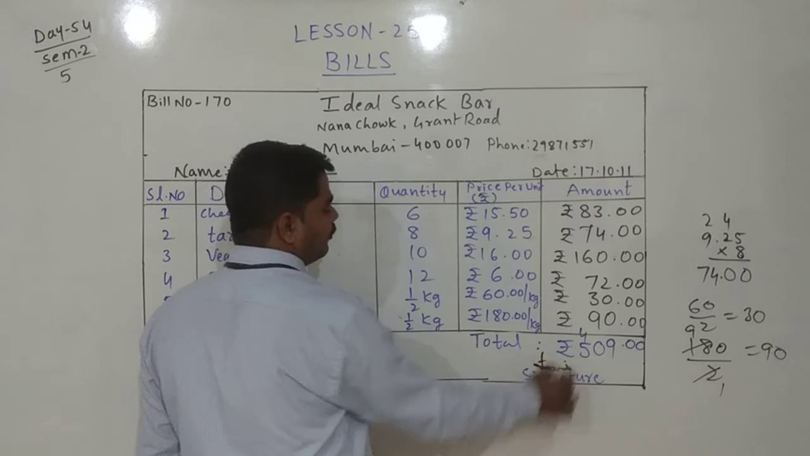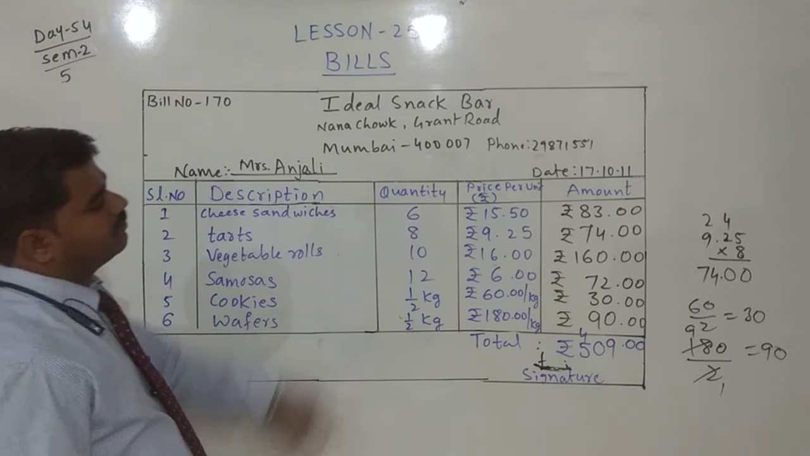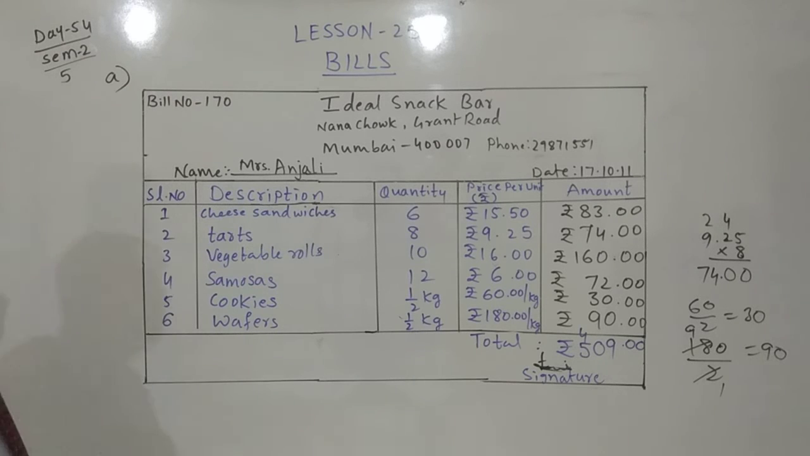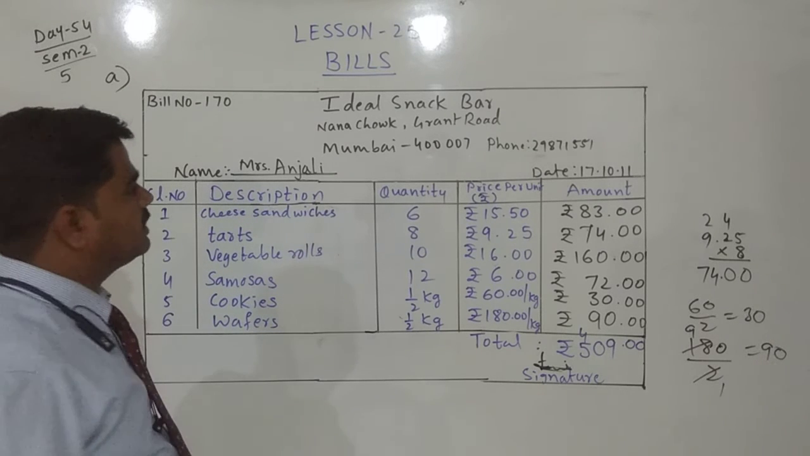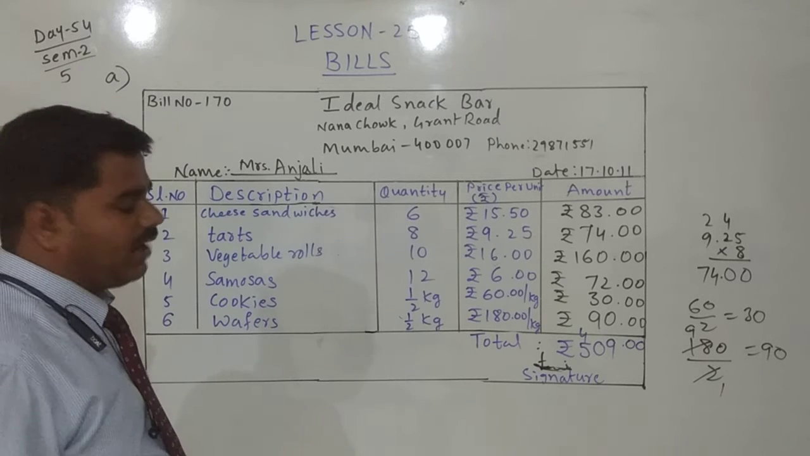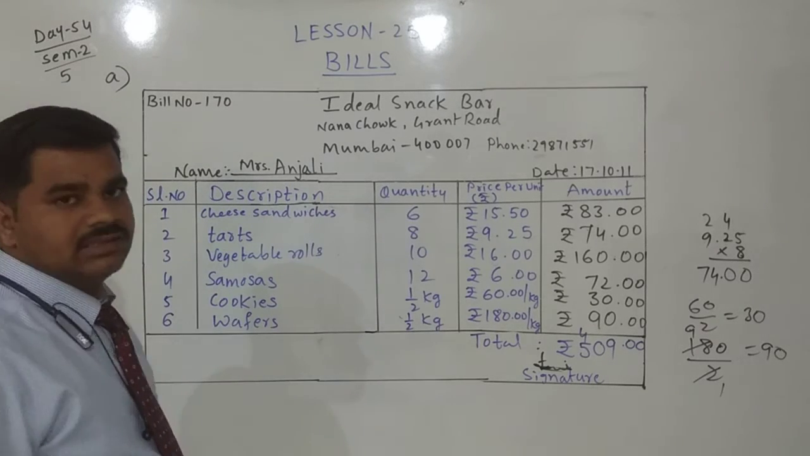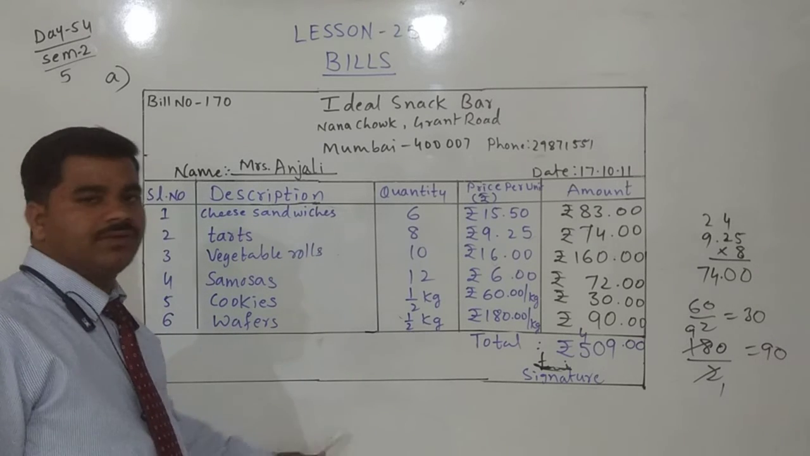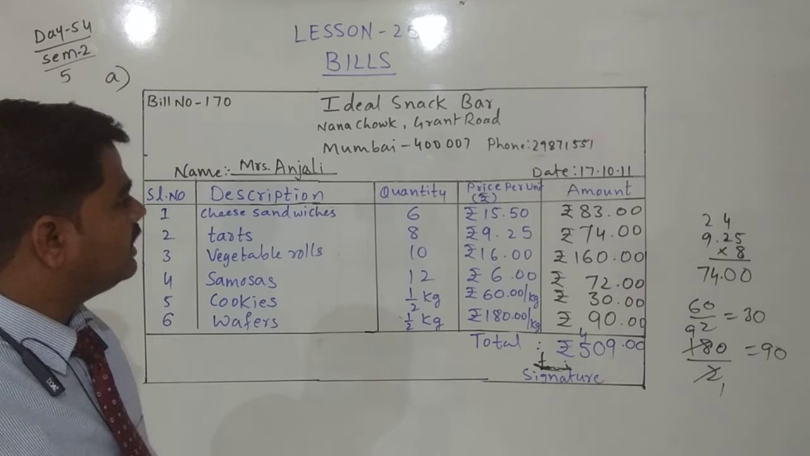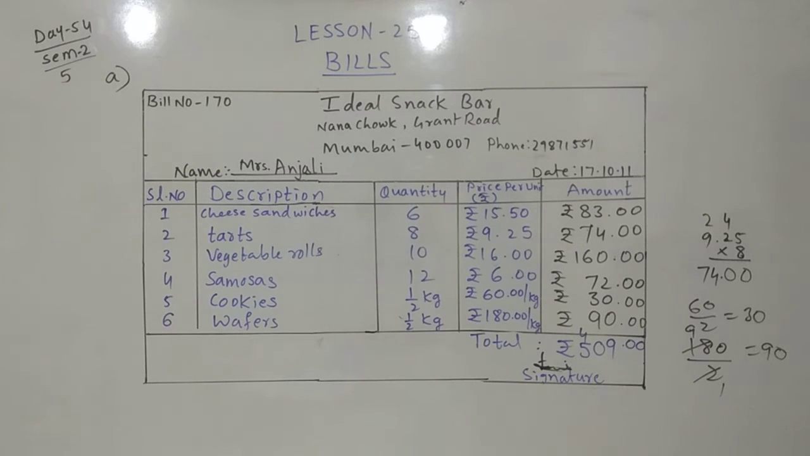Then their signature, the shopkeeper's signature. Yes, like this we can prepare the bill. Very simple. We can prepare a bill. How much does Mrs. Anjali have to pay? 509 rupees for the snacks for her children. Clear, no? Yes, like this, 3 more are there. That we will see. Write down this one, write neatly this one. Next one we will see now.